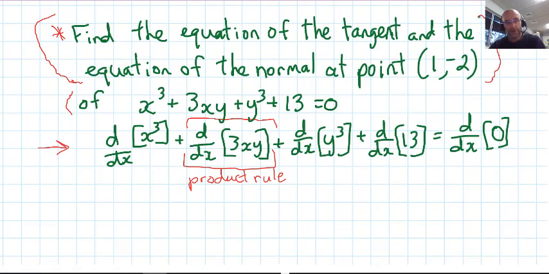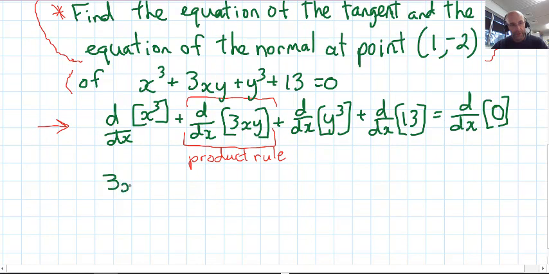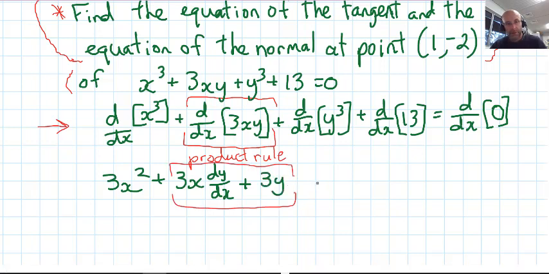Looking at an example now, find the equation of the tangent and the equation of the normal at the point (1, -2) of the following function given below. So we start by applying our implicit differentiation, noticing that there is an application of the product rule there, and we carefully go about that, and we'll have 3x squared, and putting in the product rule, so we have 3x times dy/dx plus 3y, there's the product rule part there, and we have 3y squared dy/dx. The rest of it comes out as 0.